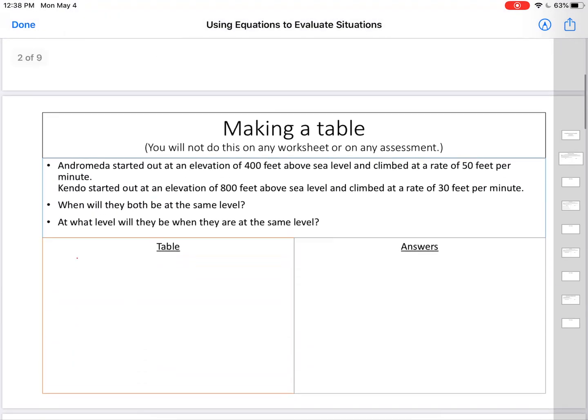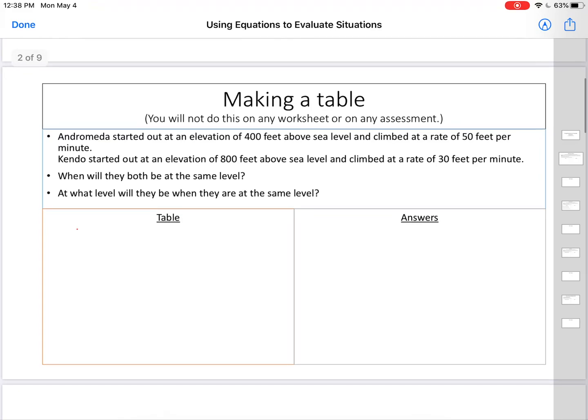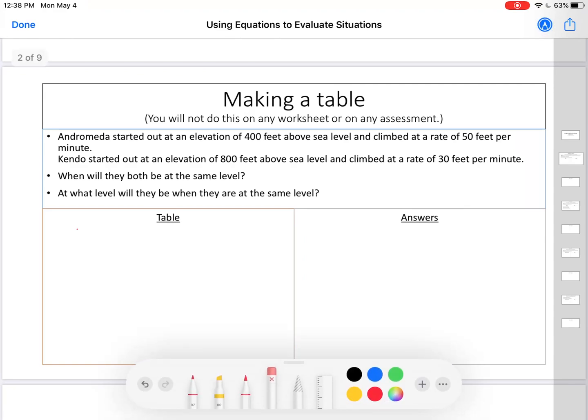Okay, first method, making a table. You will not do this on any worksheet or assessment, but I want you to understand how to do it. First, let's look at the questions. All of these types of questions will have 2 different things. In this case, it's 2 different animals. They all have a start amount and a rate of change. In other words, they're all linear situations. Start amount, rate of change.